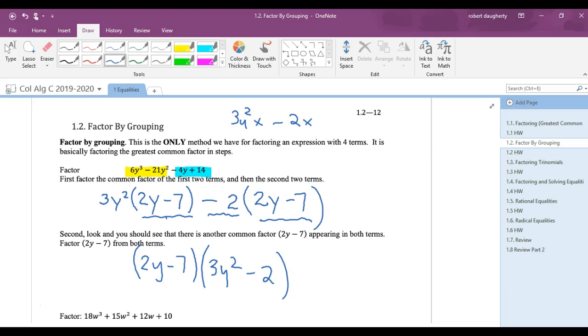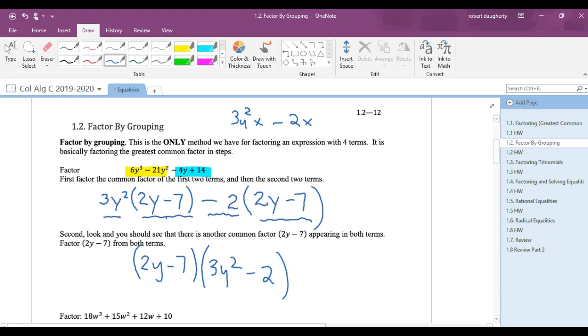Okay, because this line follows from here. So if you look at it, 3y squared times 2y, that's 6y squared. 3y squared times minus 7, that's minus 21y. I've got a minus here, and I factor out a 2. So I'm factoring out a negative 2. Negative 2 times 2y is negative 4y. But it's negative 2 times negative 7 to give me a positive 14.